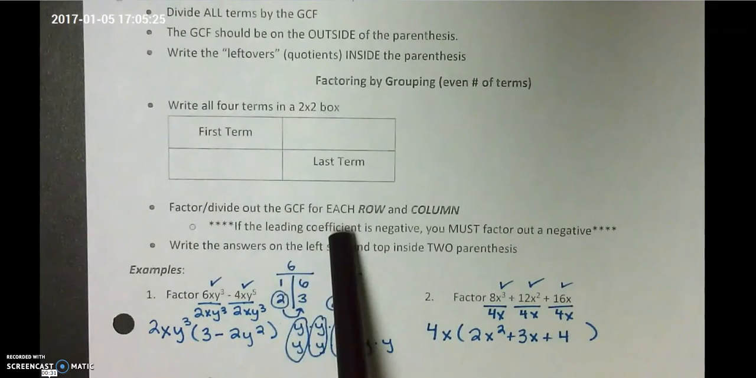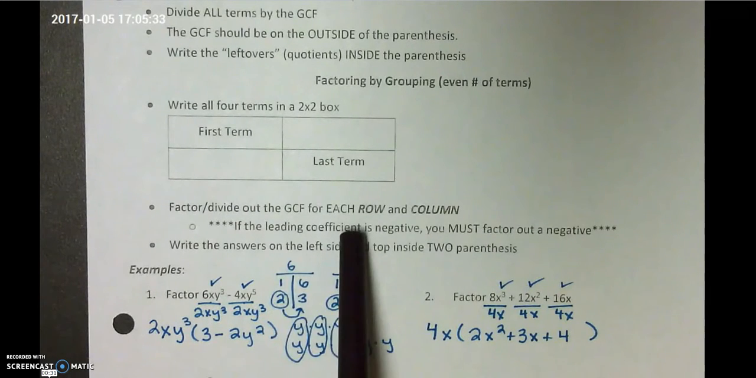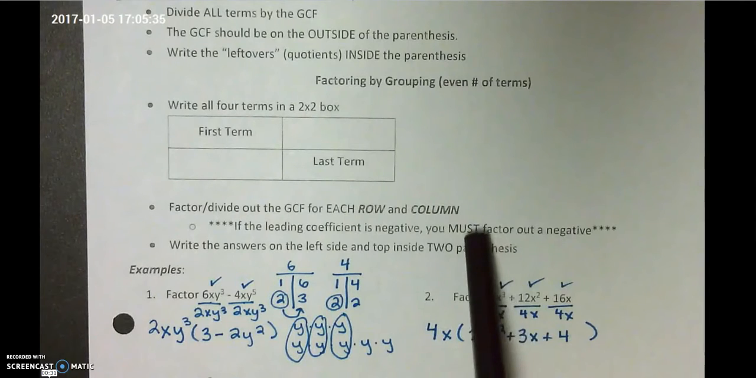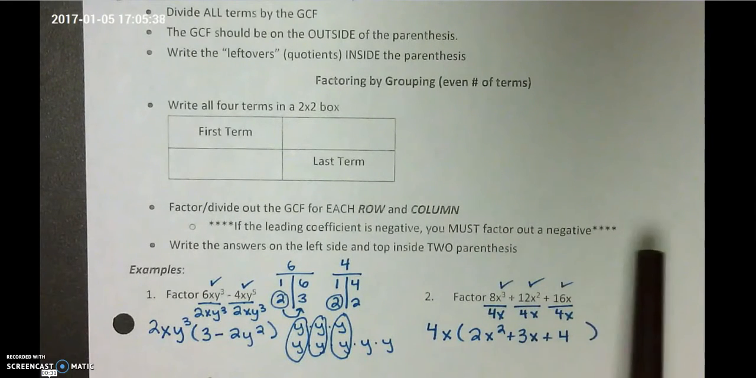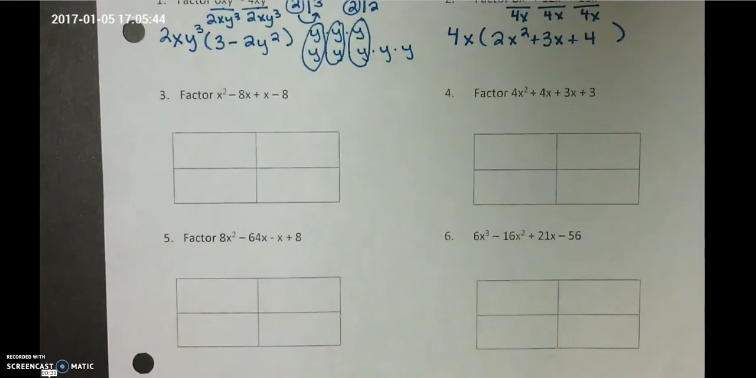It's the leading coefficient. We know that a coefficient is a number in front of a variable, and leading is just if it comes first. So if the first coefficient is negative, you must factor out a negative. It might be a -1 or a -100, but it has to have a negative attached to it. So let's do the problems on the bottom.